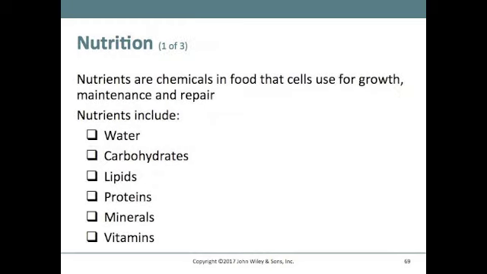So moving on to nutrition, and this starts on page 1032 in your textbook. Nutrients are chemical substances in food that body cells use for growth, maintenance, and repair. The 6 main types of nutrition are water, carbohydrates, lipids, proteins, minerals, and vitamins. Water is needed in the largest amount, about 2 to 3 liters per day. As the most abundant compound in the body, water provides the medium in which most metabolic reactions occur, and it also participates in some reactions like hydrolysis reactions.